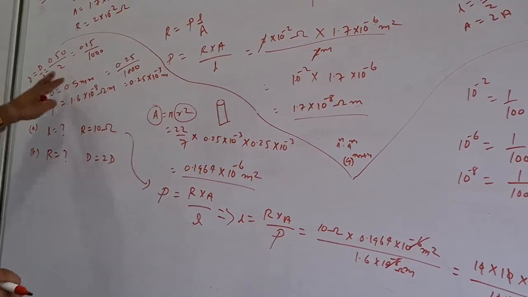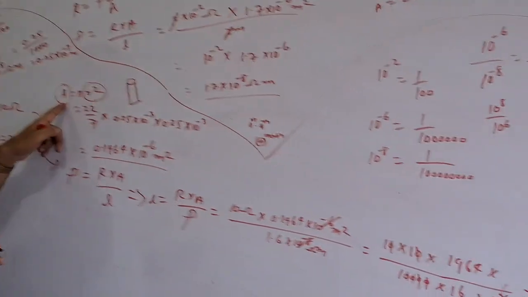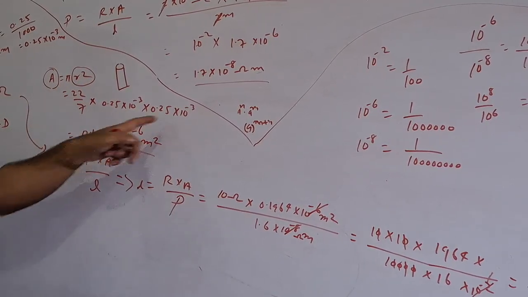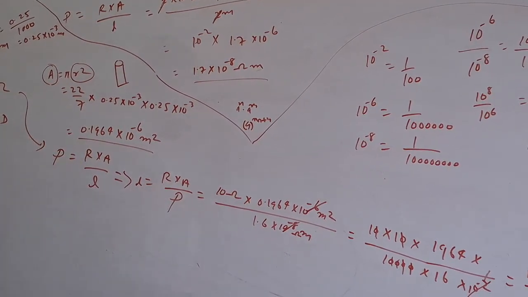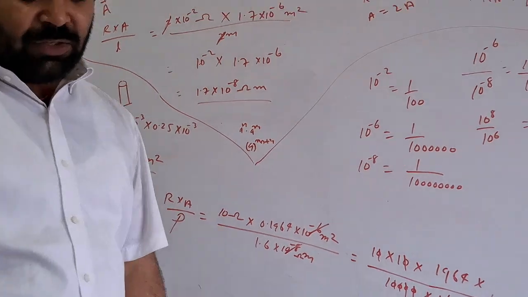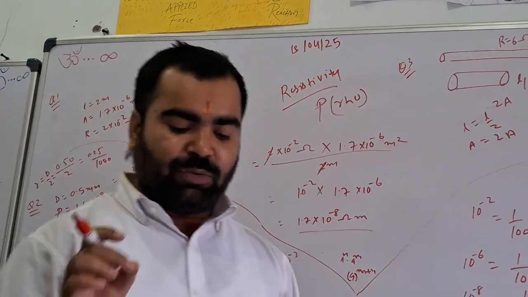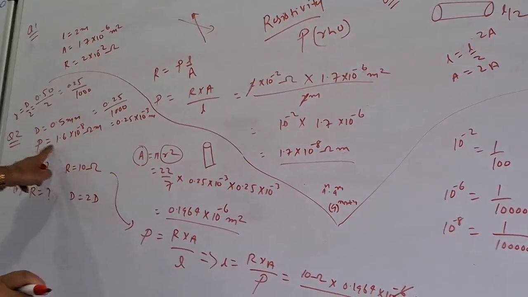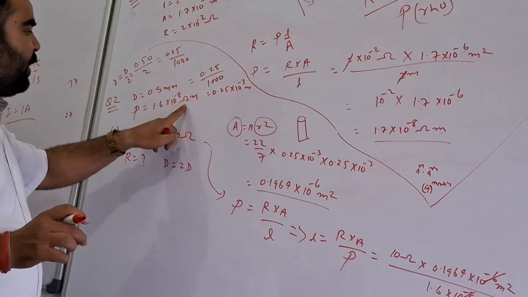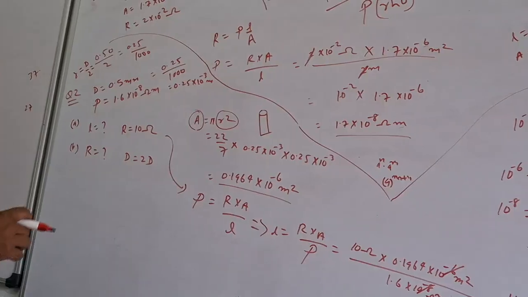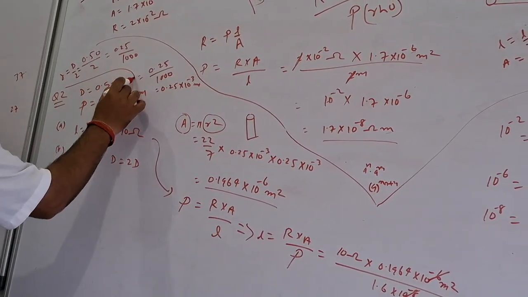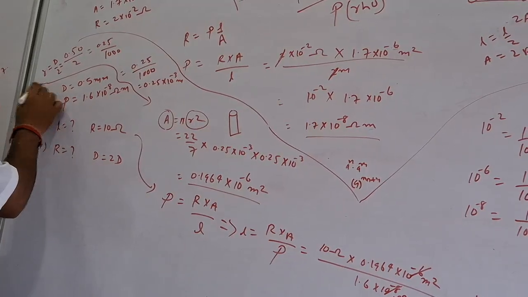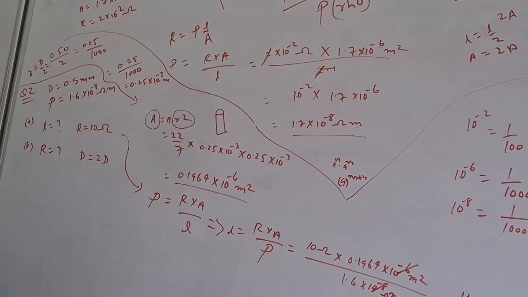Got it? Now if we have the radius, then the cross-sectional area A is equal to pi r square. So we got the area. Now complete the question. What is to be found in this question? A copper wire has a diameter of 0.5 mm and resistivity of 1.6 into 10 to the power minus 8 ohm meter. Don't be confused, the resistivity is this much.